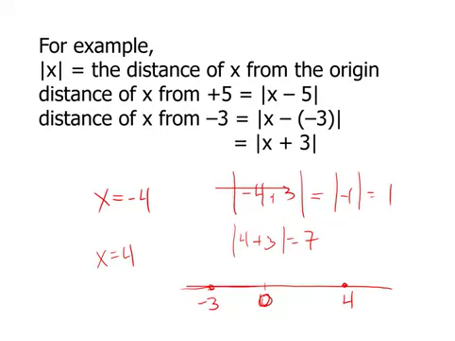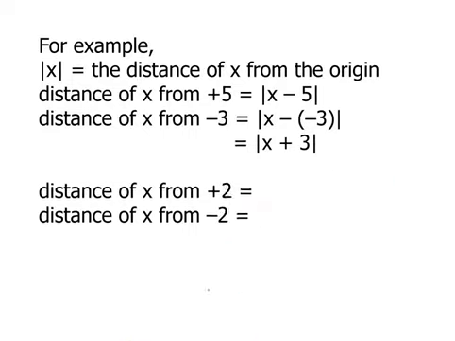If you're having trouble making sense of why the formula works, try plugging in numbers and thinking about where they are in the number line, and that will help you understand. So now let's think about one more example of this. The distance of x from positive 2, again we subtract, x minus 2, absolute value of x minus 2. But the distance of x from negative 2, we're going to subtract a negative 2, and the subtraction winds up with it looking like addition.